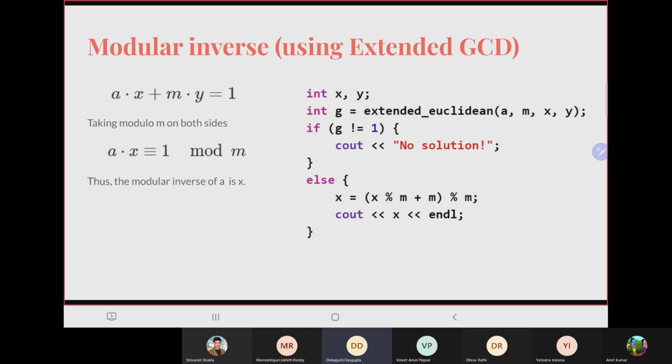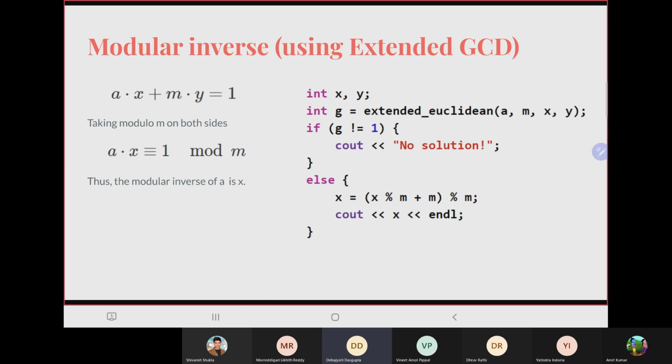Otherwise, there is no point in finding the modular inverse. So the GCD that will be returned will always have to be 1. This was our starting assumption also. And once you get back the X, you just need to ensure that X is under modulo M.